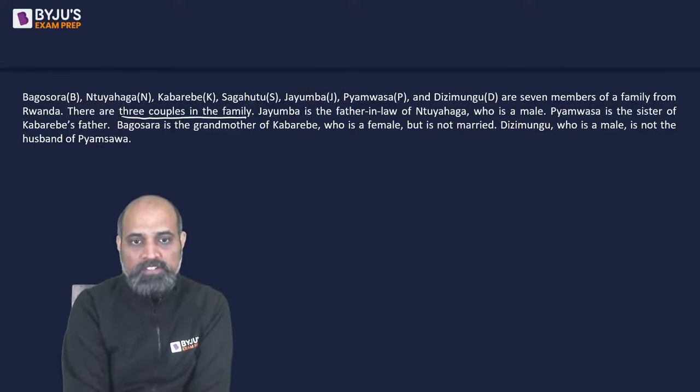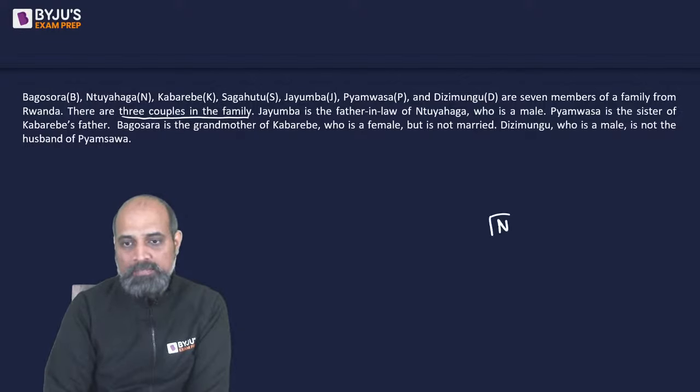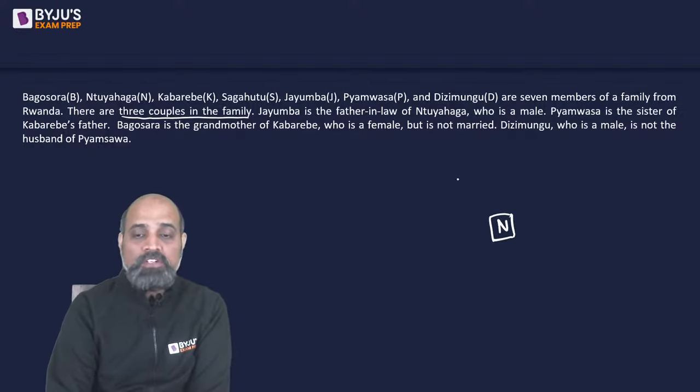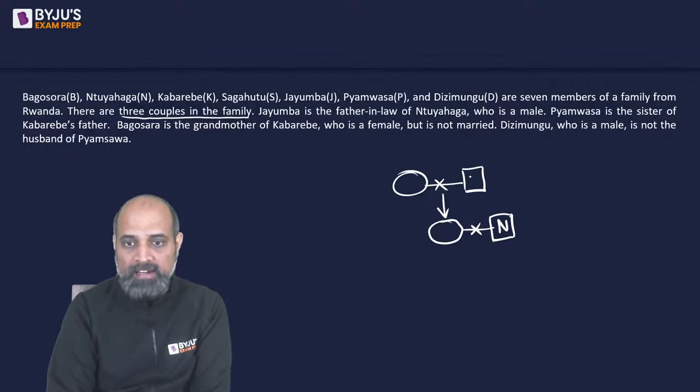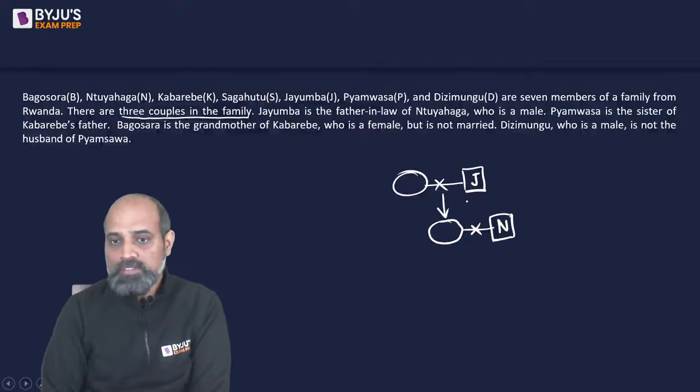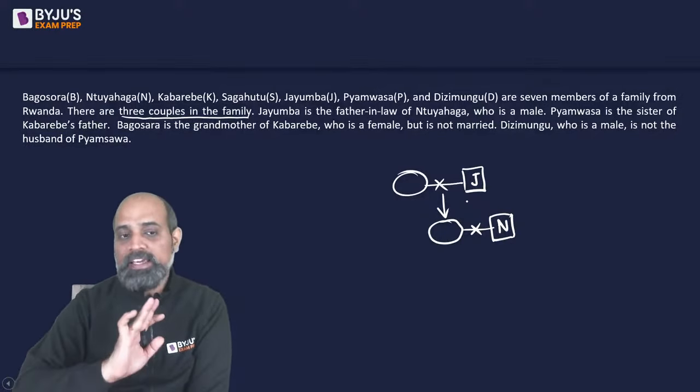Remember, there are three couples in the family and there are seven members. So, N is a male and J is father-in-law. Father-in-law, that means N has to be married and his wife is going to have a father and of course a mother, and this father is J. Right now we can see two couples. P is the sister of K's father. We have no idea where to put P and K, right?